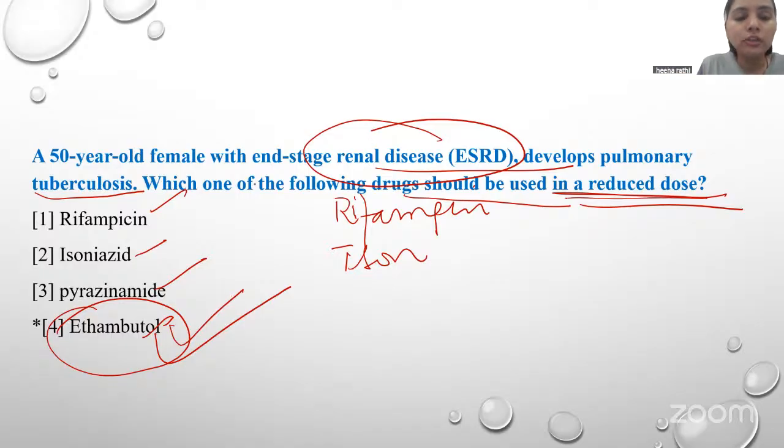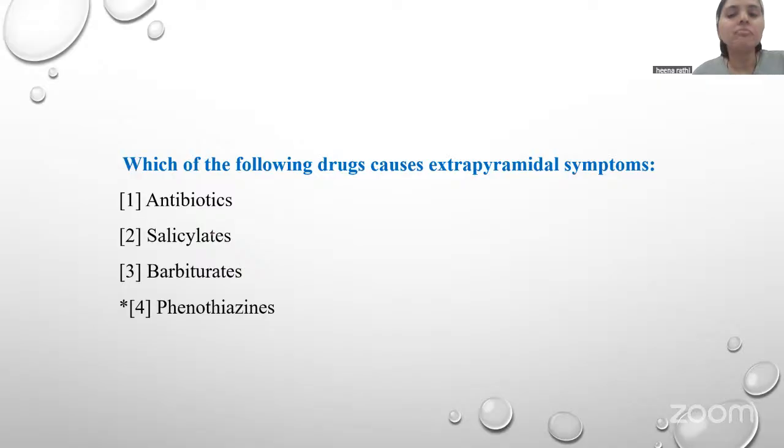If the person is having end stage renal disease or the pulmonary tuberculosis with the end stage, because this drug is going to have the metabolism in the renal area. So this ethambutol should be given in a lesser dose if a person develops tuberculosis along with a renal disease.